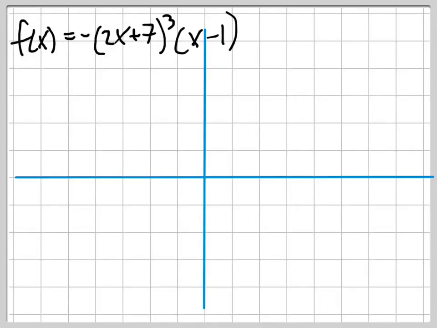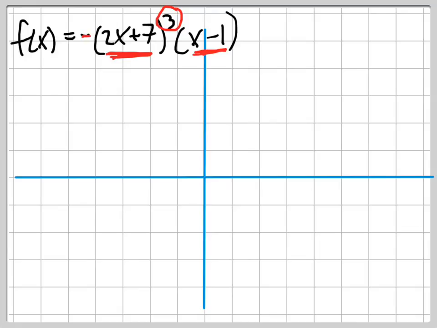Alright, so we're going to talk about how to sketch a graph of this function without using a calculator and using the concept of multiplicity. So multiplicity, remember, means, first of all, I've got two linear factors that I see here, but one of them shows up 3 times. That zero is going to have a multiplicity of 3. And we'll talk about what that means in a second.